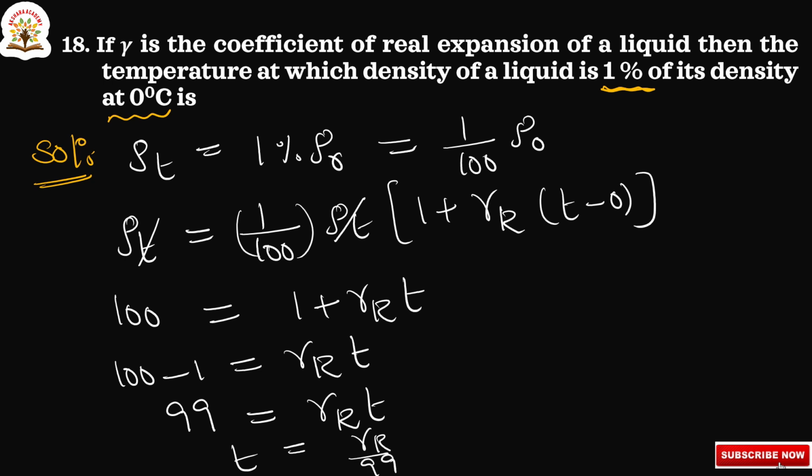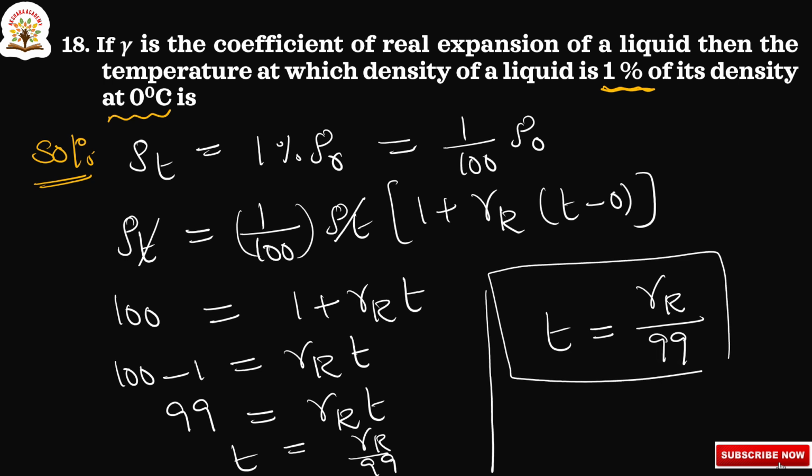So the temperature at which the density of the liquid is 1% of its density at 0 degree centigrade is, that is, the final answer, T is equal to gamma r by 99. Okay. Next we will go to the next question.